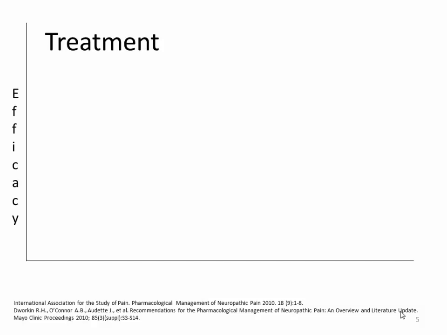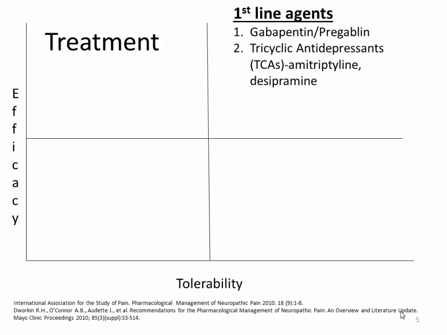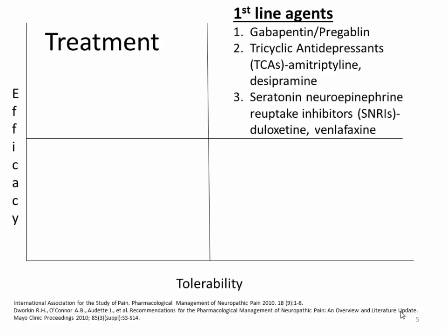So the treatment of neuropathic pain, based on several guidelines, is based on efficacy and tolerability of the medication. This quadrant, which is the most efficacious and the most tolerable, contains your preferred first-line agents. It can include gabapentin, pregabalin, your TCAs, and in this case I've listed amitriptyline and desipramine, and your serotonin norepinephrine reuptake inhibitors. The most common ones used in this class for neuropathic pain are duloxetine and venlafaxine.